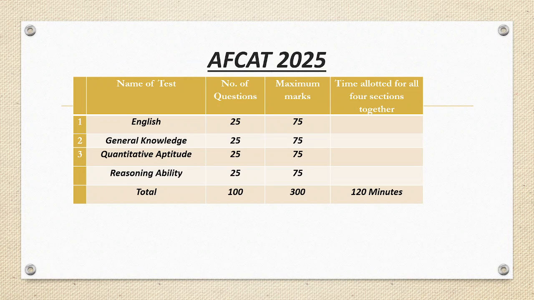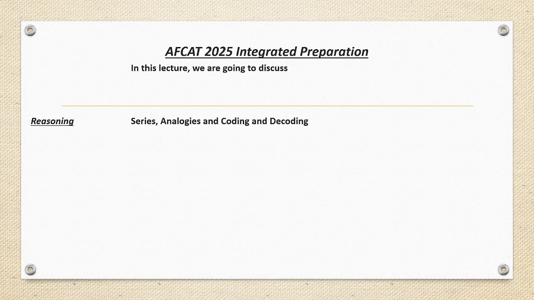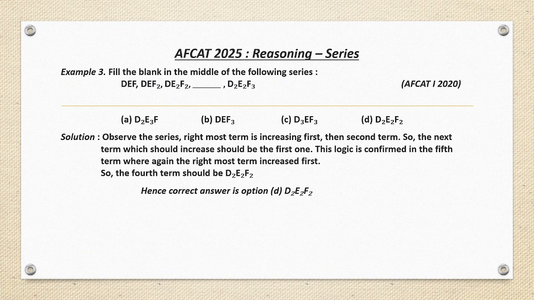Now this AFCAT, you know, there are 100 questions, 25 each in English, general knowledge, quant and reasoning. Now in this lecture, let us discuss reasoning, series, analogies and coding and decoding. Okay. Now, as usual, as soon as you see one question, please pause the video or close the video, try to solve it and then only look at the solution. So please take a minute, pause and try to understand the question. If you are unable to solve it, no problem, but at least try to understand the question.